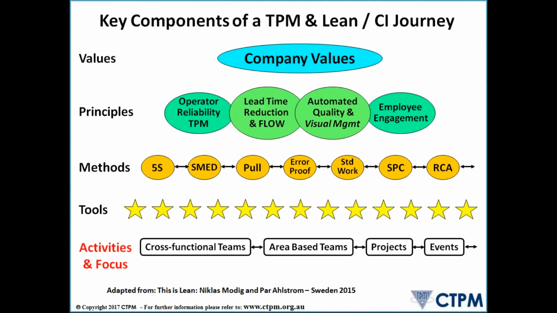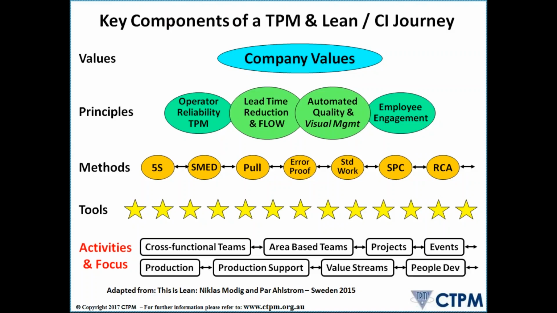When you're doing improvement, you can either do it using cross-functional teams, you can do it using area-based teams, you can do it as a project, and getting projects done by project engineering, for example. Can be events, Kaizen events, can be given to an individual to go and do something. So there's different activities that we need to incorporate into our planning. And the last part is the focus, which I've spoken about.